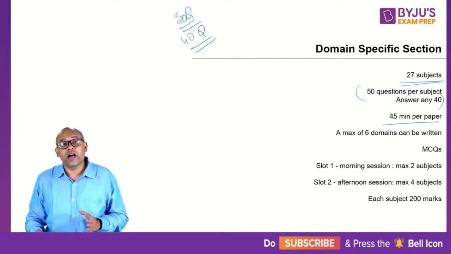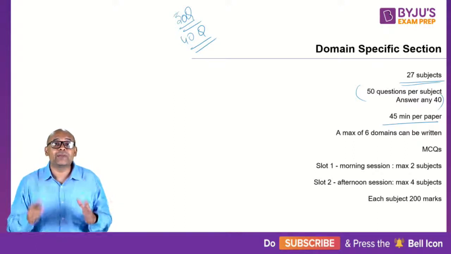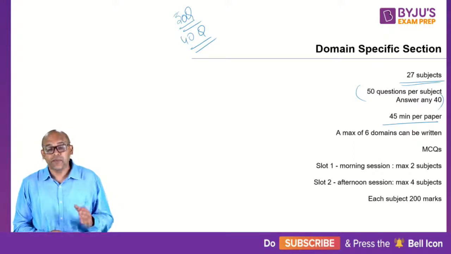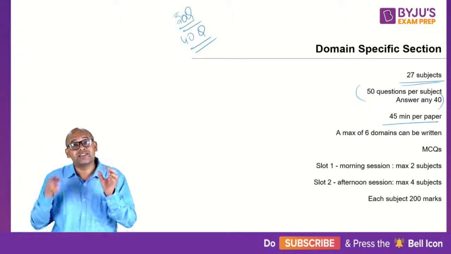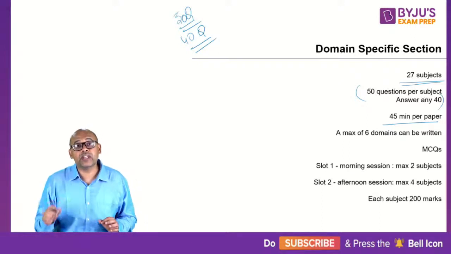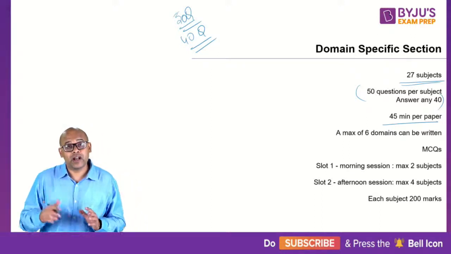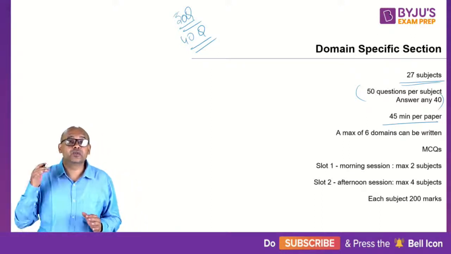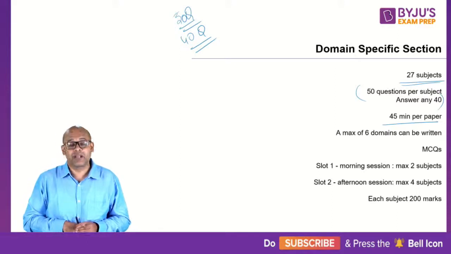I'll also talk about how many subjects you can write out of these 27. But the basic idea here is that for every paper the structure is the same: total 50 questions, out of which 40 you should attempt, and the total time will be 45 minutes.